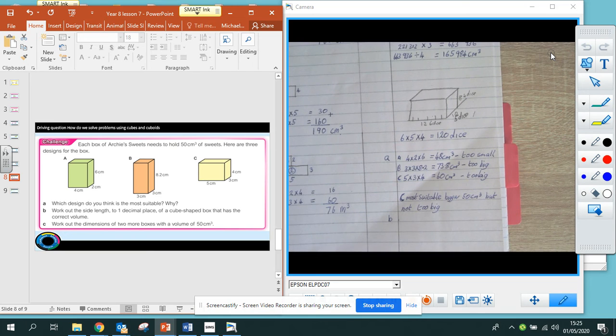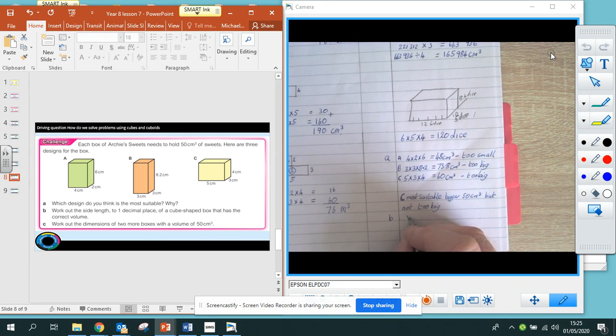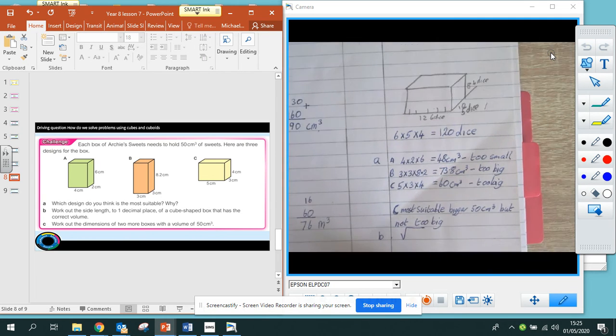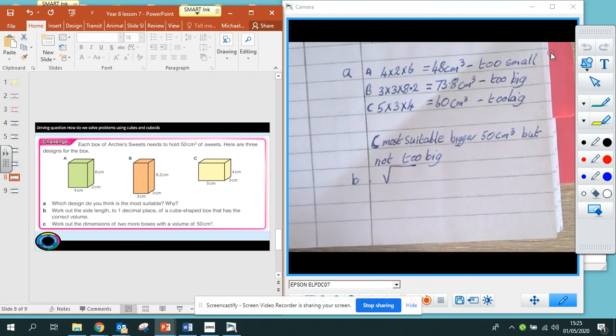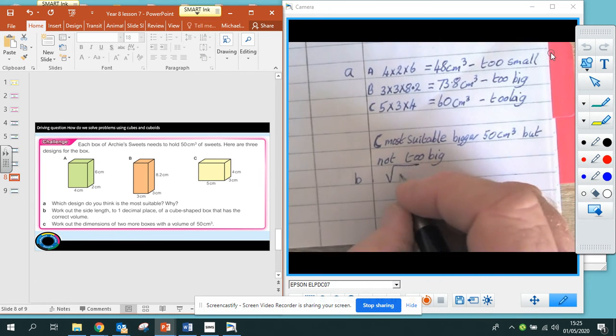When we're finding the length of a side of a cube, we actually find the cube root. Now, the cube root of a number is a sign that looks very, very similar to a square root. Hold on, let me just increase the size a little bit. It's very similar to a square root, so the square root of 50.